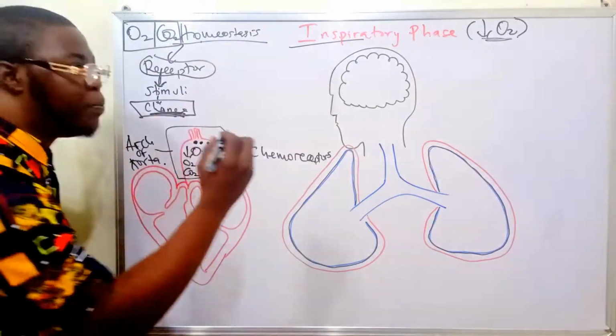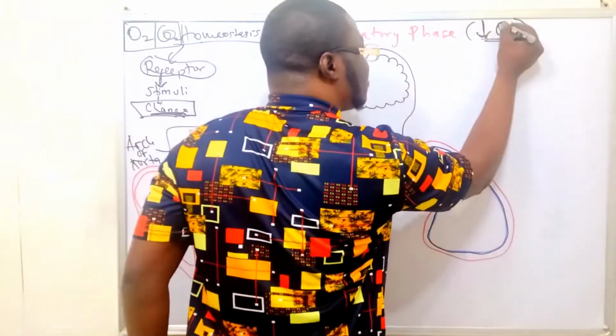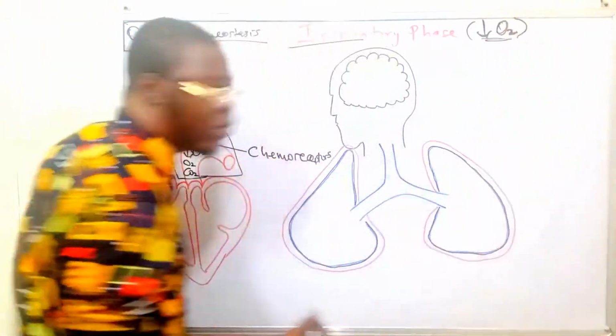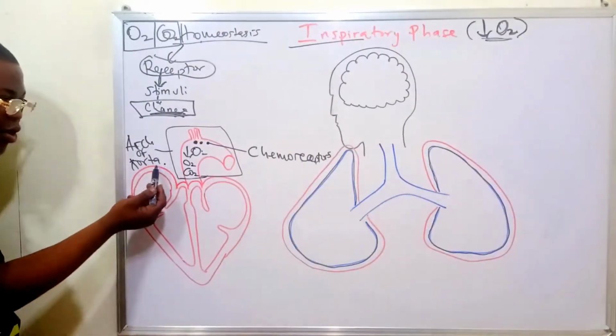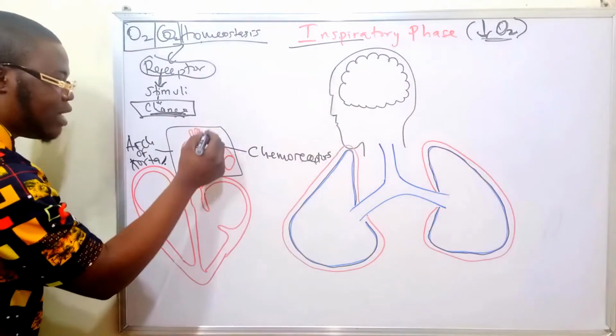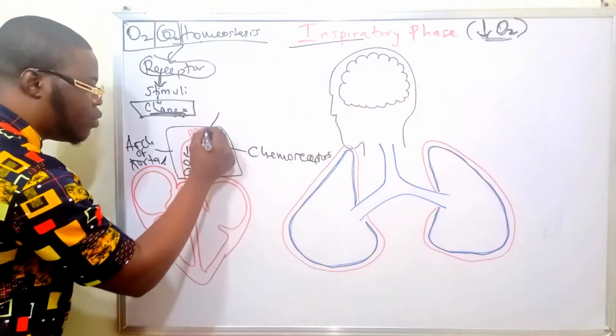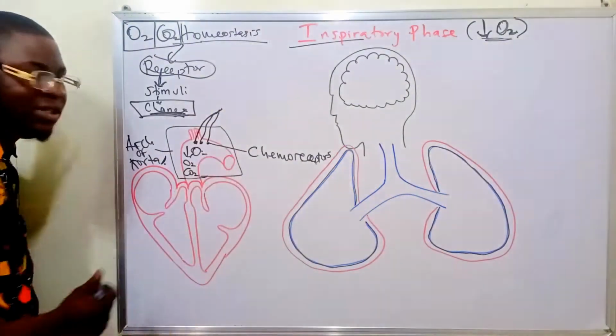Whenever there is a drop or a reduction in the level of oxygen within the blood, what is going to happen? The chemoreceptors on the arch of aorta are going to detect the change. They will detect that change.